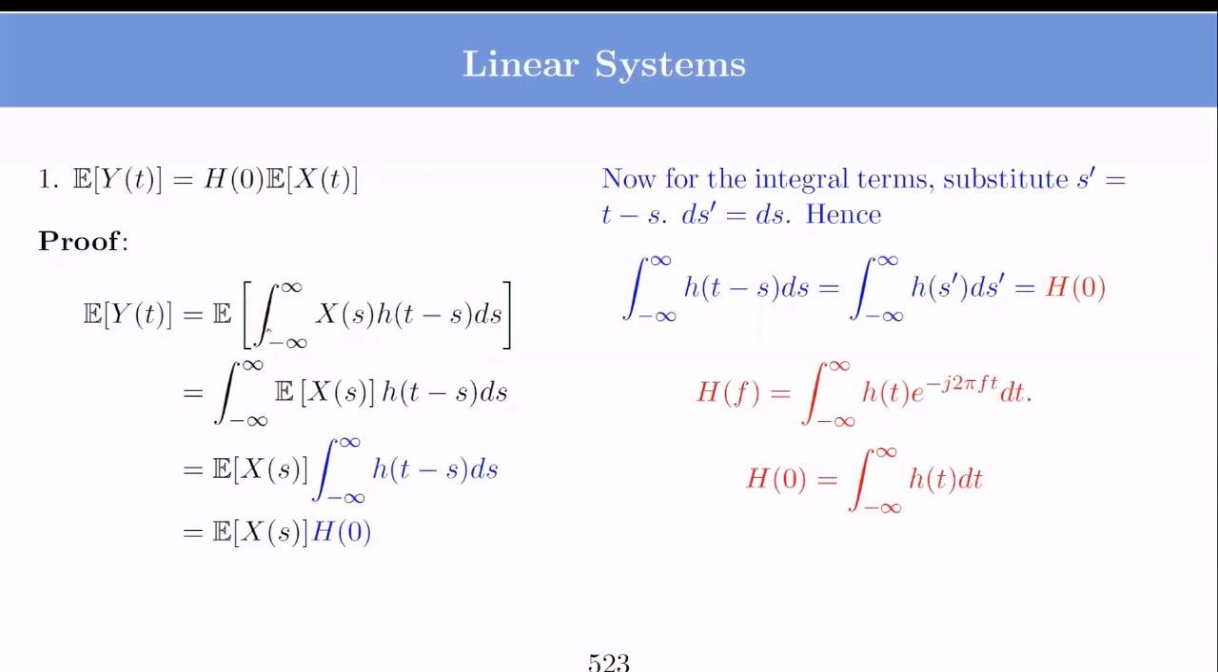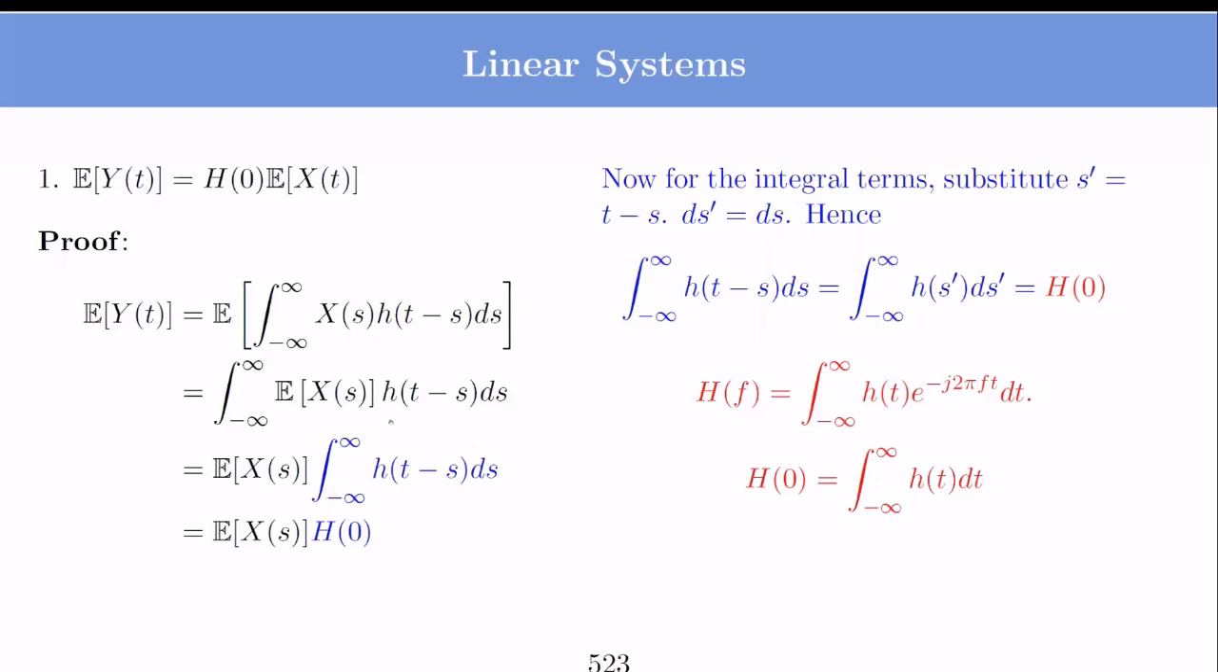Now expectation is a linear operator, so I can take it inside. And remember, this is a deterministic function. The only thing random here is x(s). So this will become the integration of the expectation of x(s) into h(t minus s) ds. Now, because I've assumed it's a WSS process, the expectation of x(s) should not depend on s. That is one of the properties of a WSS process. So if I take it out, what I get is the mean of x, which is independent of s, and then the remaining term is the integration of h(t minus s) ds.